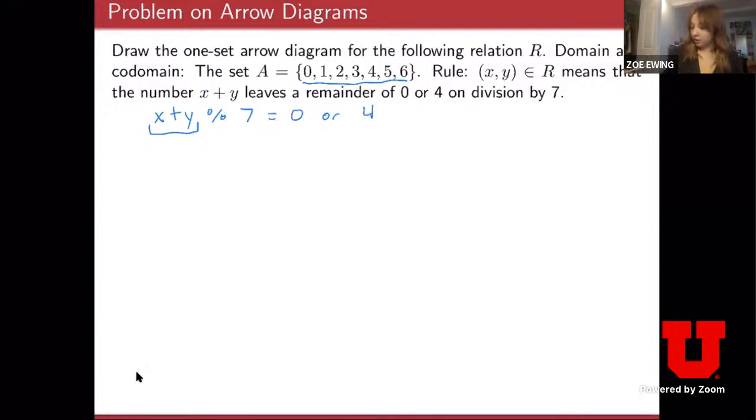All right, it's been a couple of minutes, so let's get going on this one. For a one-set arrow diagram, we're always going to want a circle for each of these points. So this is going to be 0, 1, 2, 3, 4, 5, and I need one more. All right, so what are the possible sums that will satisfy this rule?